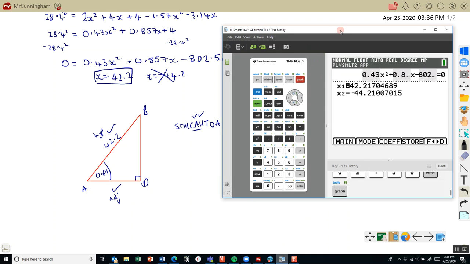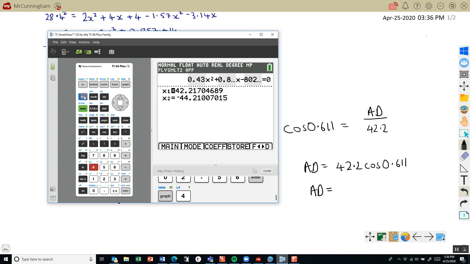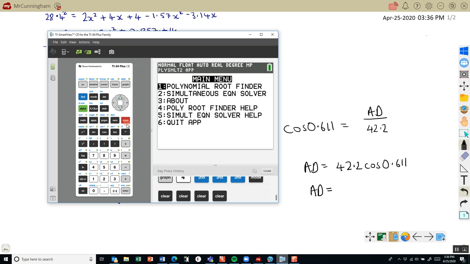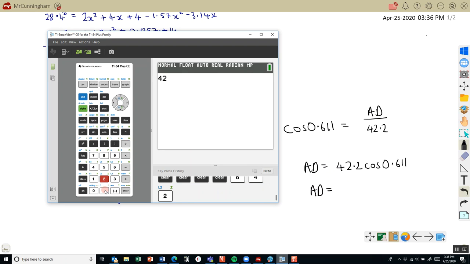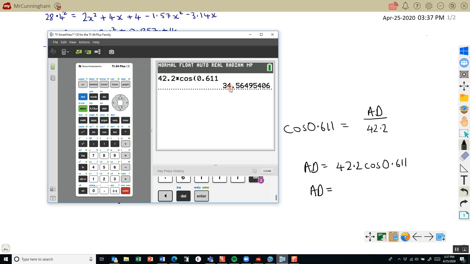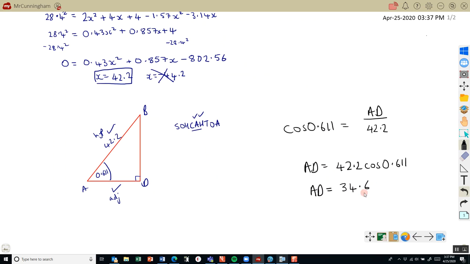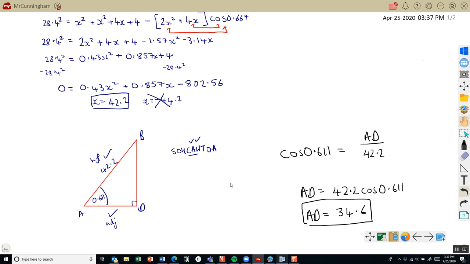So let's do it. And I need to go back into the normal screen. Okay, 42.2 multiplied by cos of 0.611. And we're still in radians. There we go. 34 point, and to 3 sig figs, 34.6. And that is the length of AD, which is what they want. Okay, so I hope that makes sense. Ask me any questions if you've got them.